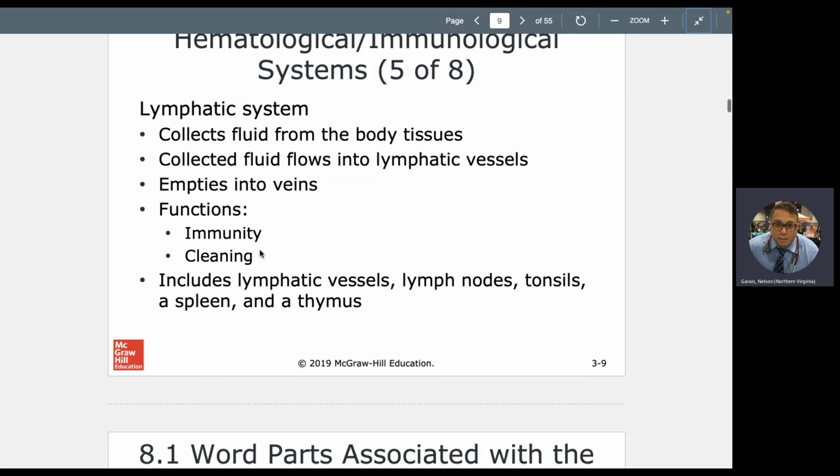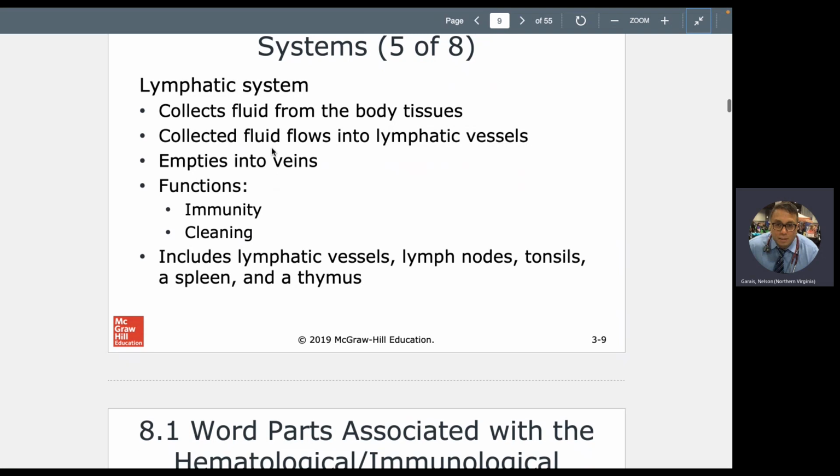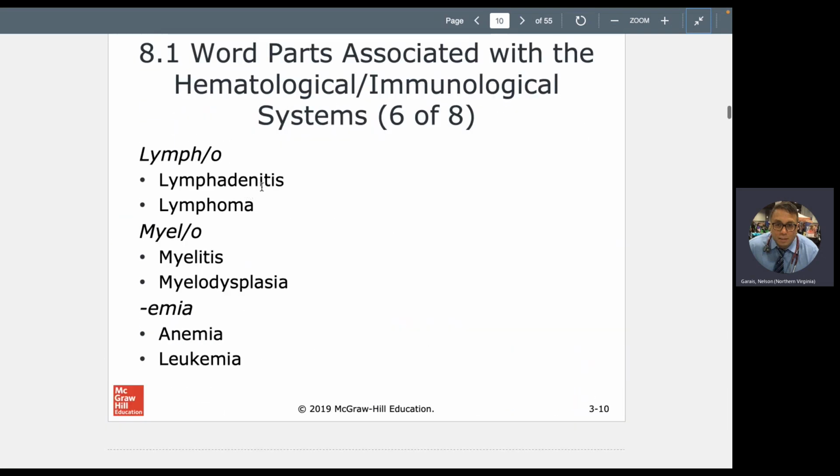Lymphatic system, we already talked about immunity. We also talked about how it collects excess fluid, and that excess fluid, if it gets out of hand, is called edema. Lymphadenitis, inflammation or infection of your lymph glands. Lymphoma, you have a tumor that's in your lymphatic system, and that tumor could be cancer, could be not cancer. But again, we have to go to pathology, and we have to go get a biopsy, and we send that biopsy to the Department of Pathology.